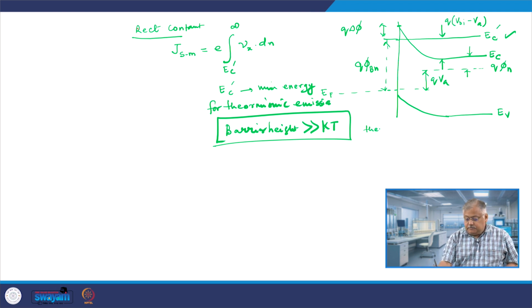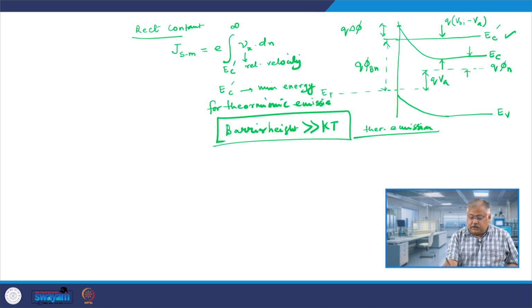we define this as thermionic emission, correct, and Vx is the relative velocity of the charge carriers. So, if you multiply that with dN, where dN is the number of charge carriers, you will get the value of this thing.